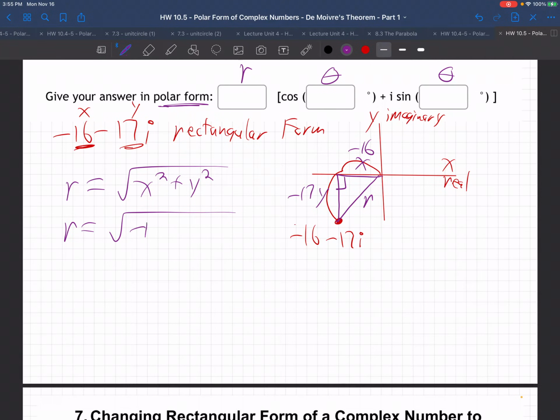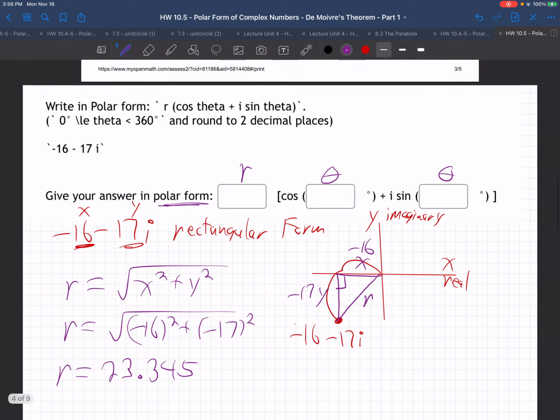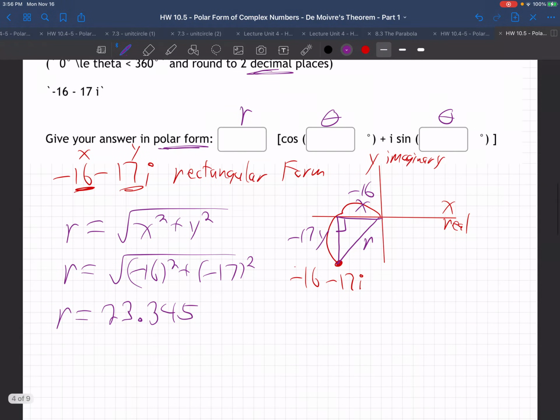So r will be the square root of x squared plus y squared. So that's minus 16 squared plus minus 17 squared. And that's going to be, I don't know, some big number. So let's try to get it here. And then just go ahead and use your calculator. Get a decimal, 23.345. I don't know how many places, did they say how many places there are? 2 places. So 23.345, I'll just say 23.35. It rounds, right? So we got our r.